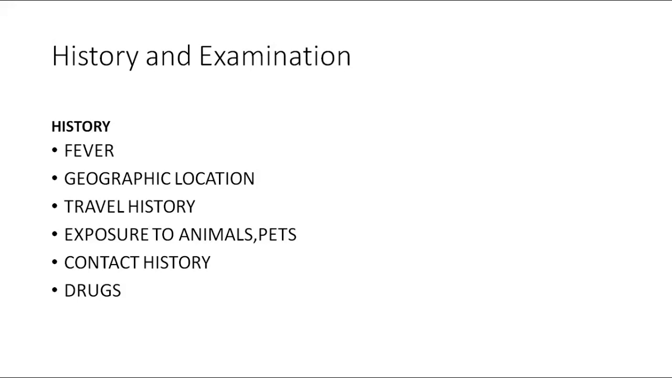There is importance to the geographic location where the child lives, and any recent travel history. We should also ask history considering zoonotic diseases, and any contact history for respiratory infections. And finally, drug history.